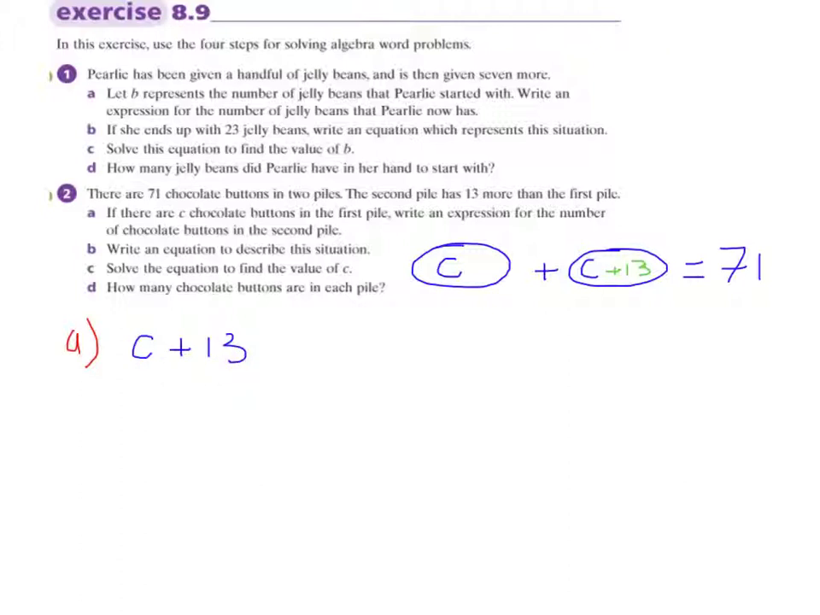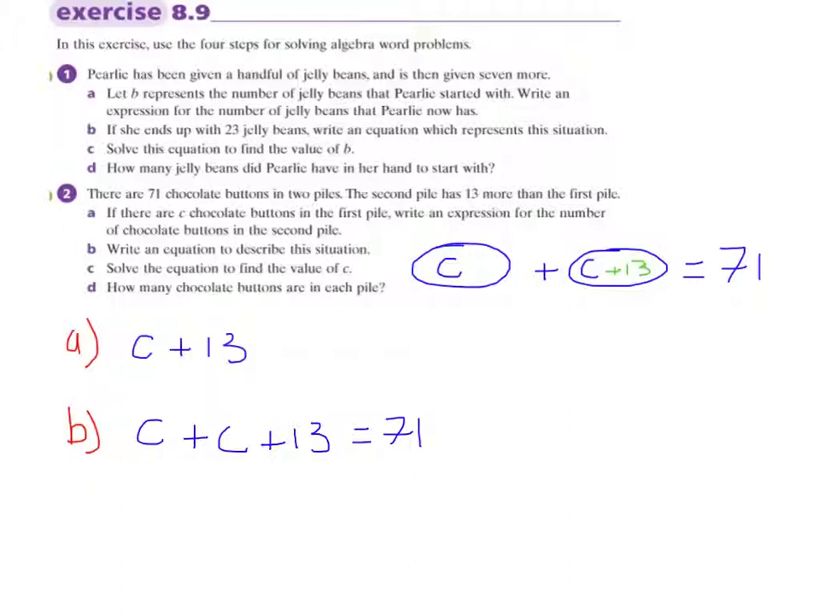Now let's look at part B. It says write an equation to describe this situation. So once again, by reading the question, drawing a diagram, figuring it out, I've got that already. I've got my C plus 13 equals 71. Now that's a fine answer.